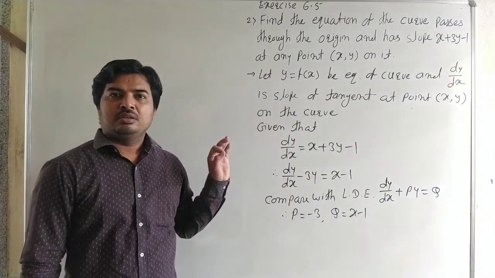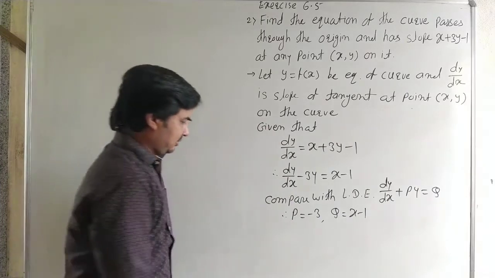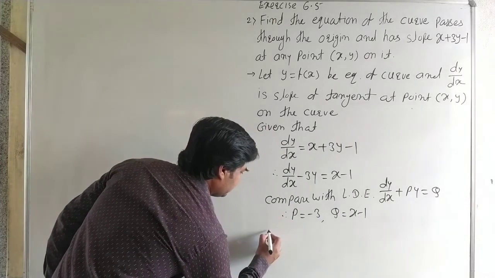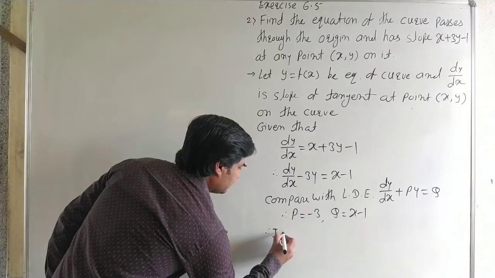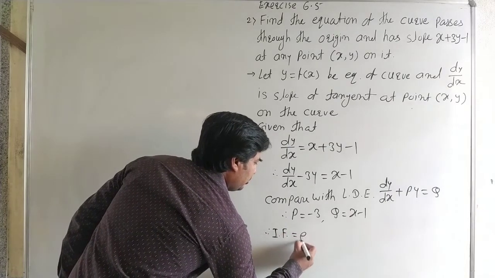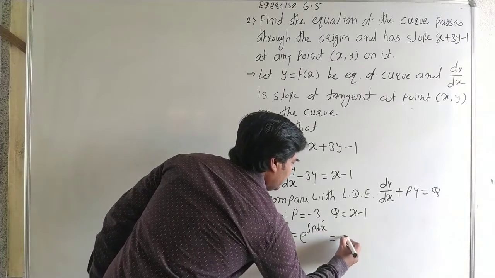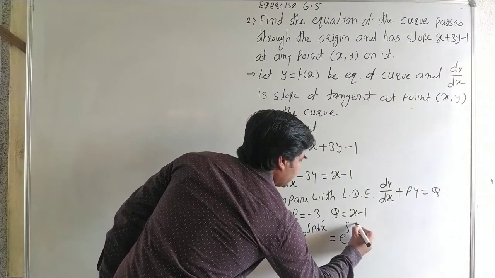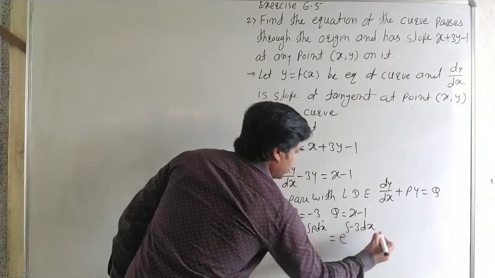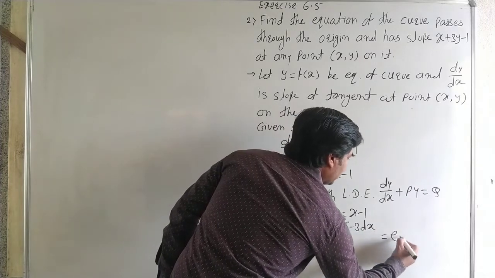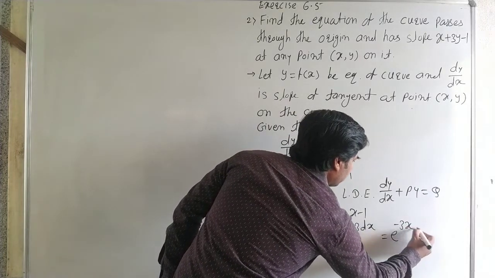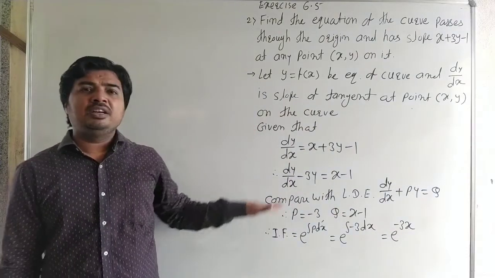First find the integrating factor. Therefore the integrating factor is e to the power integration of P dx, which is e to the power integration of -3 dx, and then the integrating factor is e to the power -3x. It is an integrating factor.